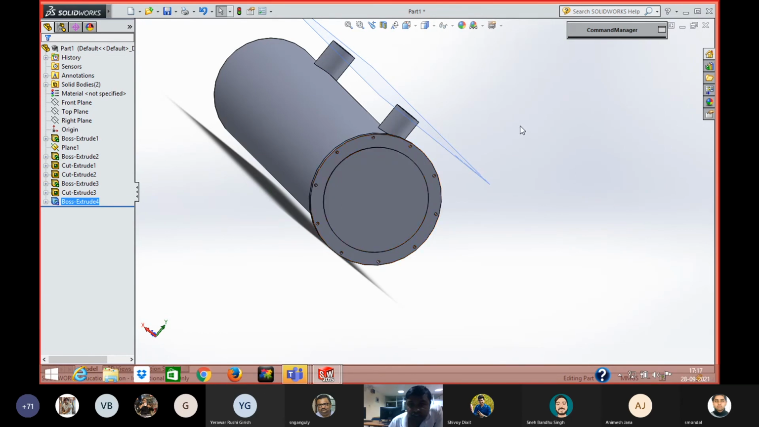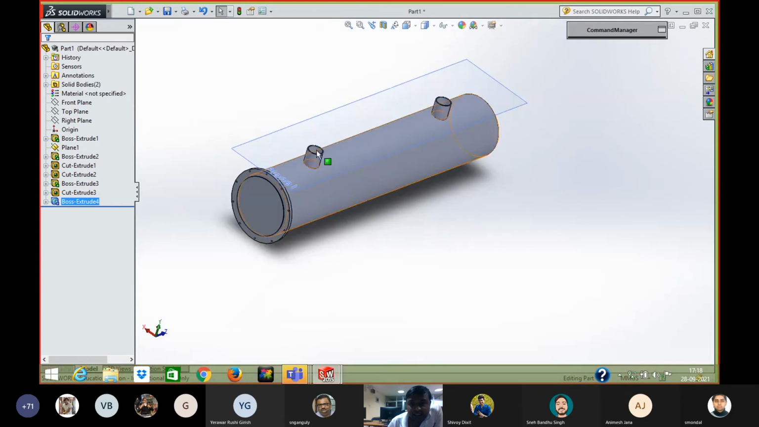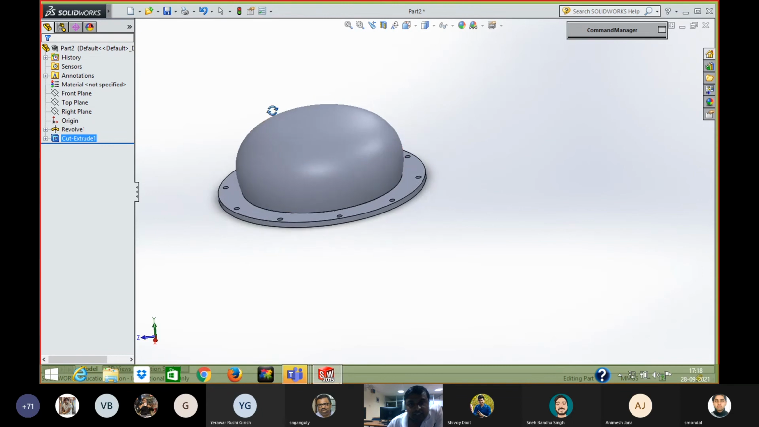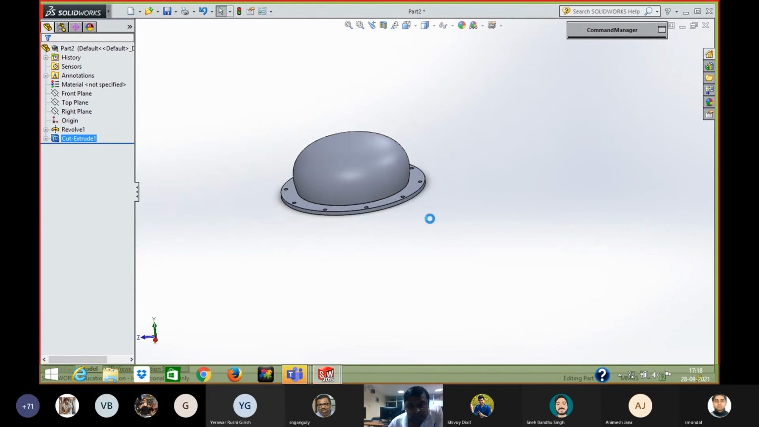I have just shown you here how you create the inlet, outlet, as well as the tube seats or the outer head of these cells. How will you create it? I have just helped you.